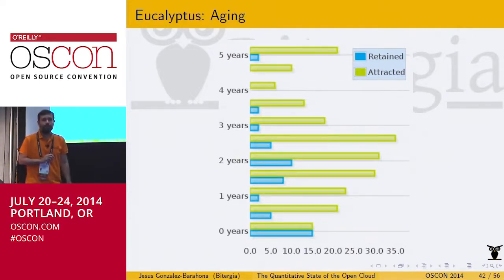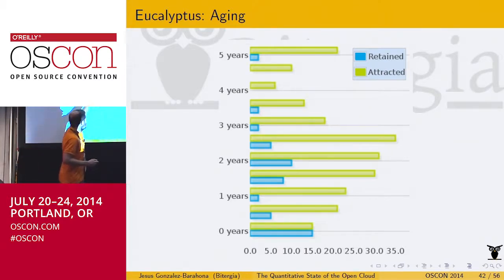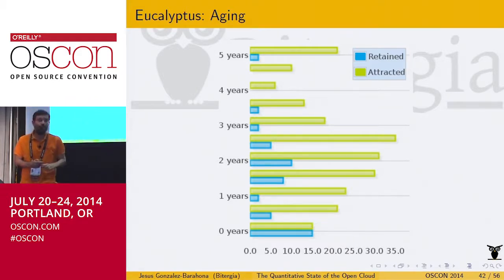This is for Eucalyptus. So here you can see again, remember, the yellow line is the trend or the numbers for attraction, so how many people they are attracting every semester. And the blue line is retention, so right now, how many of them are still here. So you can see the trend, and you can see how people are still in the project for many of those periods. From this, by the way, you can infer how many people with experience in the system you have.